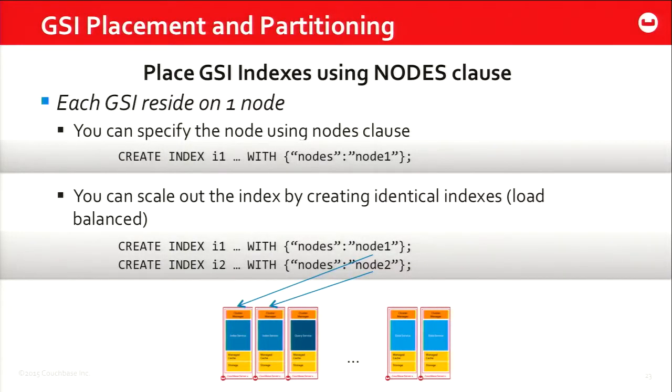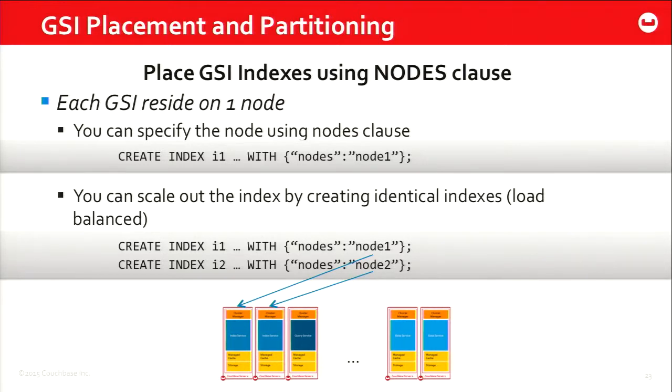So one of the things you need to know is that you can control the placement of the index very precisely by specifying the name of the node. The nodes clause lets you do that. Now, an important thing to remember is every create index statement actually creates an index that resides on a single node. This is something that starts within 4.0. It will change in future, but it is something you should understand.